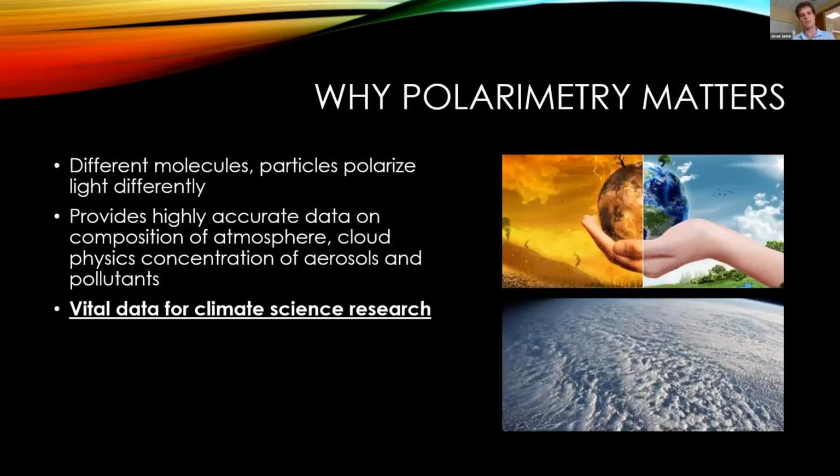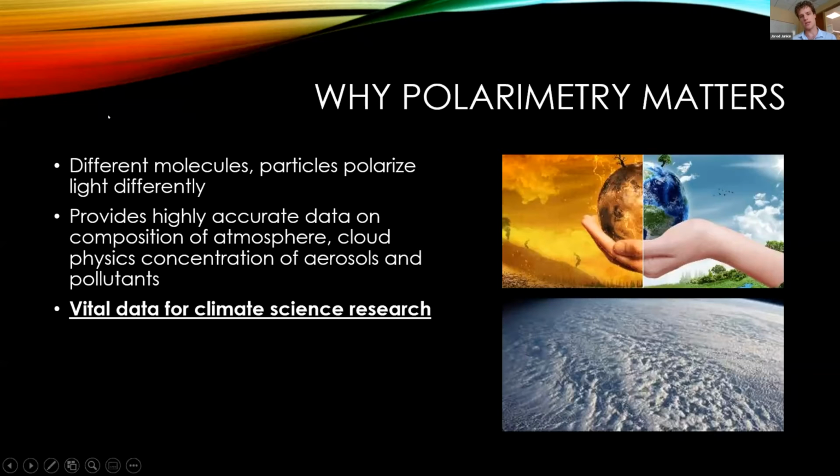In the same way that astronomers can tell the chemical composition of a star from the different wavelengths of light that it emits or doesn't emit, atmospheric chemists can tell the composition of the atmosphere by the different polarization angles of light that's being gathered by the research scanning polarimeter. So the bottom line is it's vital data for climate science research.